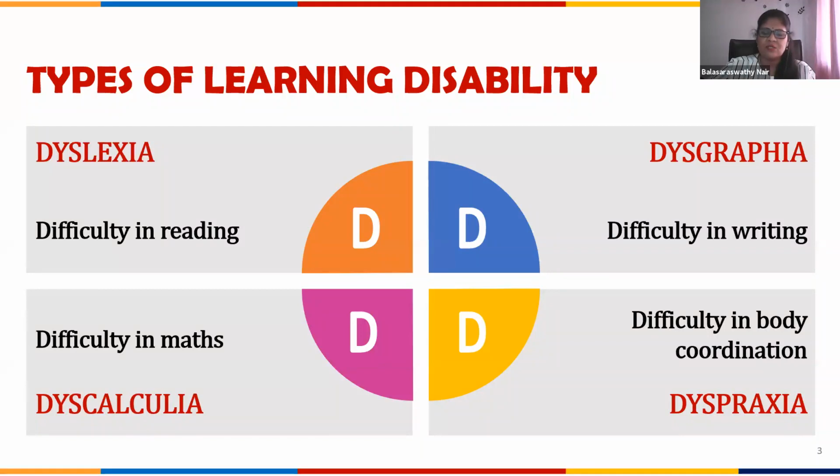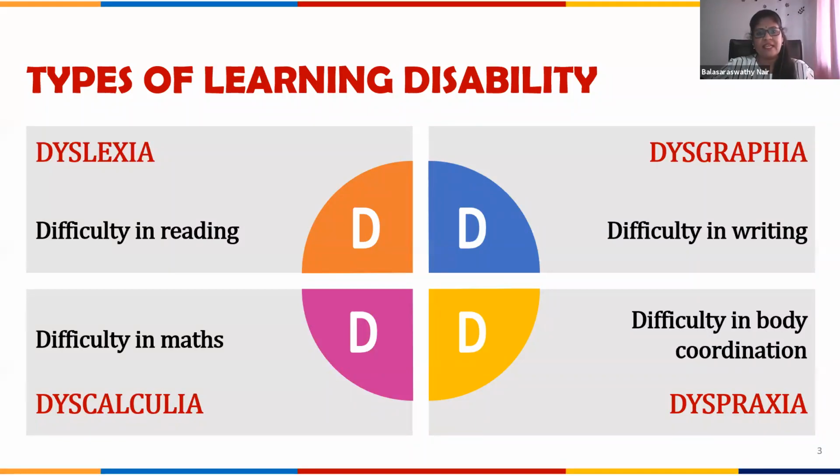Dyslexia has to do with kids having a reading problem. Dysgraphia is a writing problem. Dyscalculia is a math problem. And dyspraxia is where there is a body coordination problem, that is children not able to hold the grip, hold the pencil, hold a cup, the mobile keeps falling from their hand, the ball keeps falling from their hand. And these are the 4 categories.